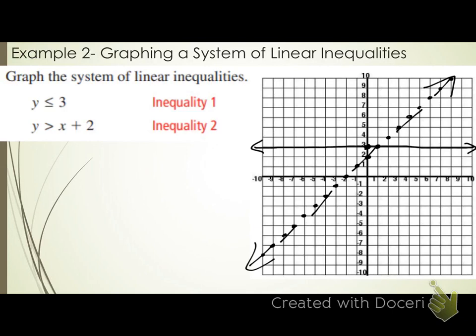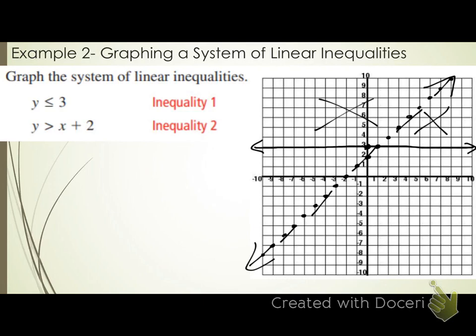Okay? So let's look at our horizontal line here. Y is less than or equal to 3. If it's less than, would I be shading above or below the line? Below. So would I be shading any section above that line? No. So what I'm going to do is eliminate those 2 sections above that line. I know I'm not shading either one of those. Does that make sense?